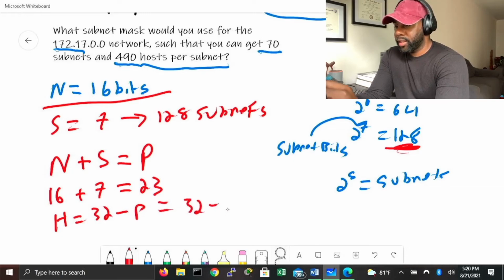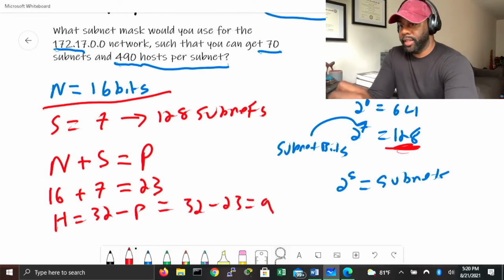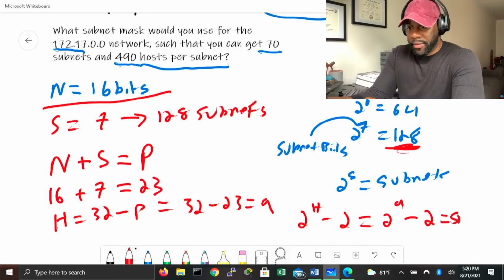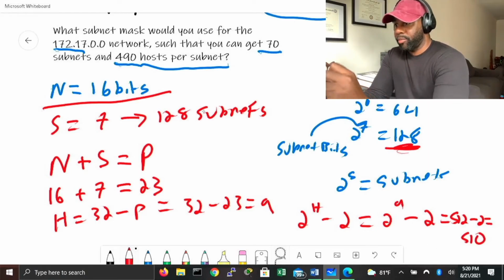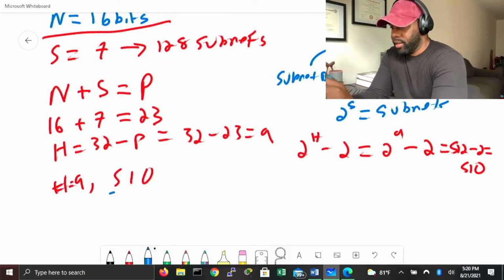32 minus 23 is equal to 9. And we know that hosts per subnet is 2 to the h minus 2, which is going to be equal to 2 to the 9 minus 2. And what's 2 to the 9? 512 minus 2 is going to be equal to 510. So since h is 9, that gives us 510.